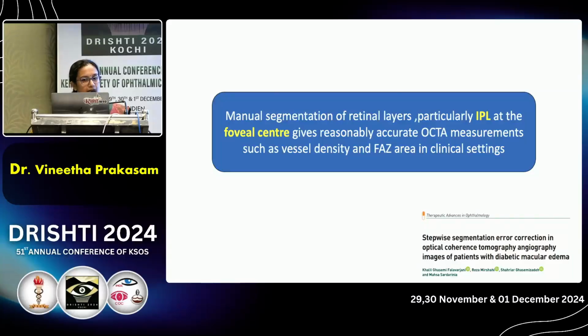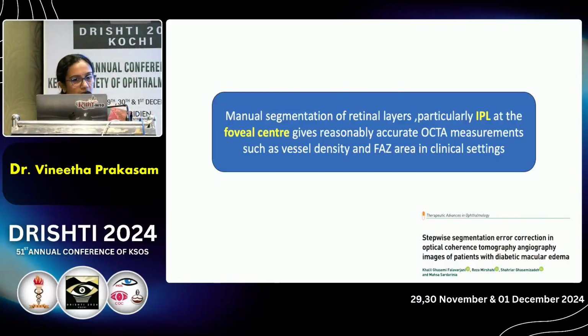So, what is the solution we have? This is one study in which they have studied the segmentation errors. What they have found is most of the errors occur at the level of the inner plexiform layer. So if you can manually correct the inner plexiform layer at the foveal center and apply it to the rest of the scan, you can correct most of the errors associated with segmentation. So what they've concluded is that manual segmentation of retinal layers, particularly the inner plexiform layer at the foveal center, gives reasonably accurate OCTA measurements such as vessel density and foveal avascular zone area in clinical settings. However, this is not applicable in a research or trial situation where you need accurate measurements.